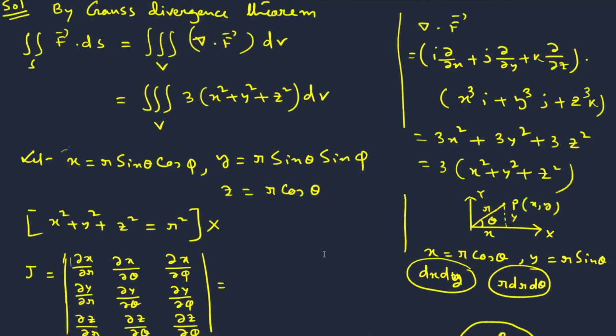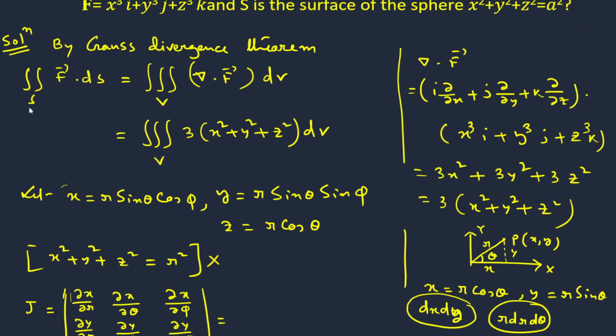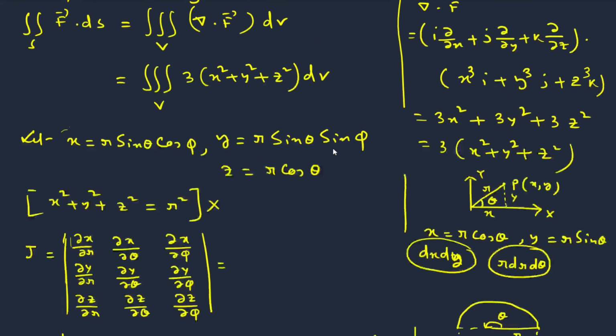Now this is our integration. Double integration over S of F bar dot dS is how much? Triple integration over V of 3 into x square plus y square plus z square dV. And we see that x square plus y square plus z square is how much? R square. And in place of dV, what do we have to write?